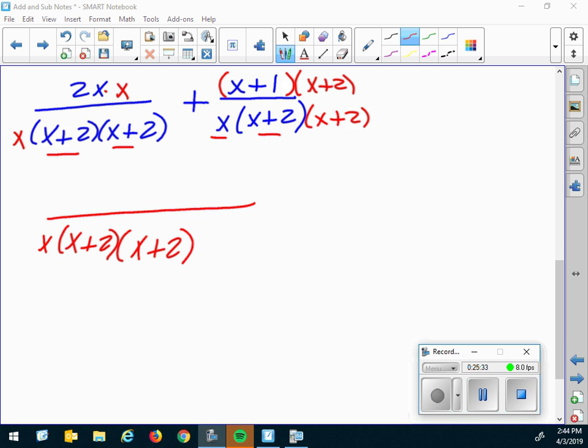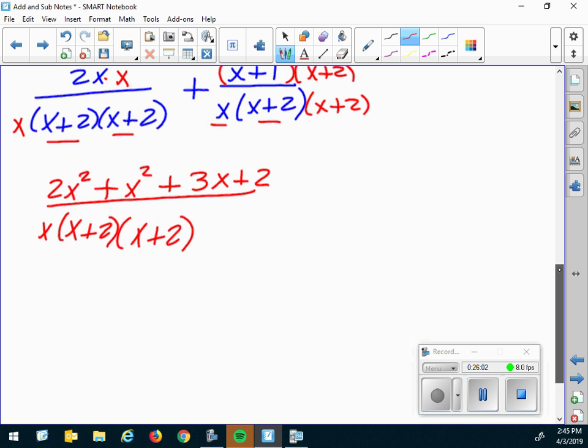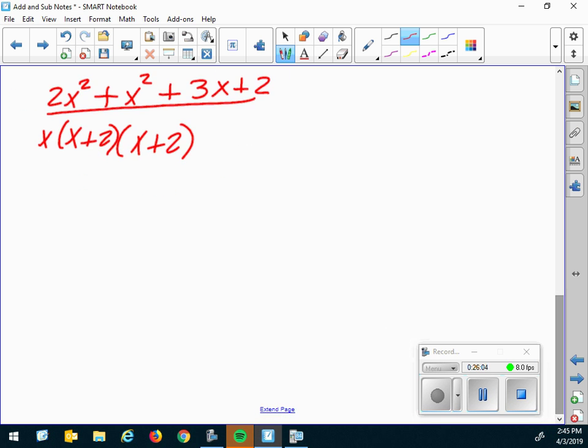Oh, okay. All right. We're adding. What's this numerator? 2x squared. Now this is a plus. Now we're going to FOIL that because it says x plus 1 times x plus 2. FOIL it. X squared. Good. Plus 3x plus 2. Do I have any like terms? Yeah, it's going to be 3x squared.